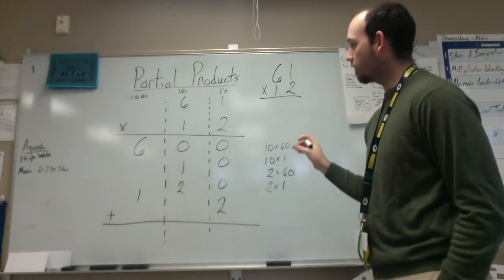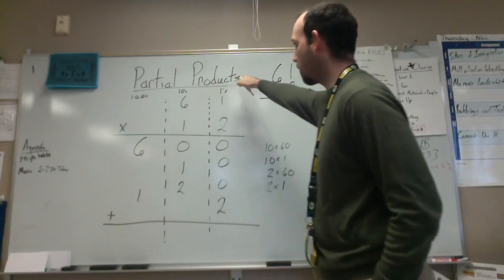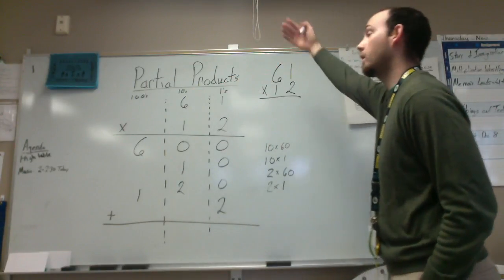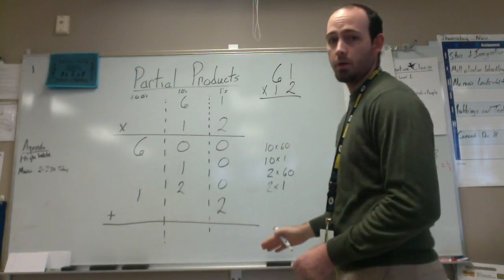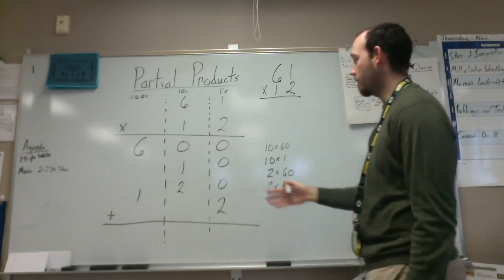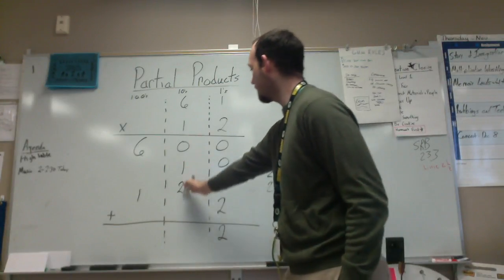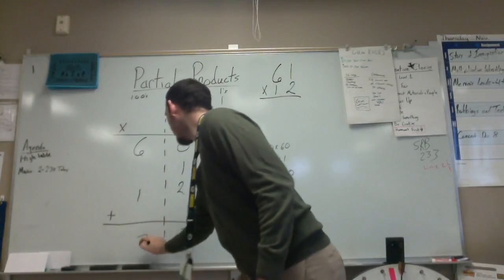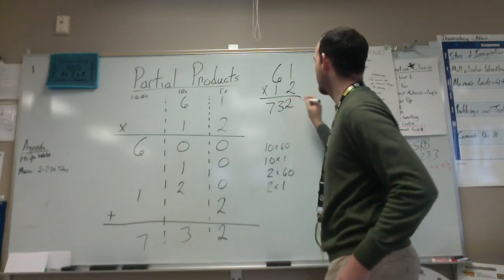So now that we have all of those different parts, that's why this is called partial products. Remember, a product is an answer to a multiplication problem. Partial would mean parts of that answer. So here are all of our different parts. When we want to know our total answer, we put all of our parts together. So we add up our ones column, we get a 2. Add up our tens column, we get a 3. Add up our hundreds column, we get a 7. 732 as our answer.